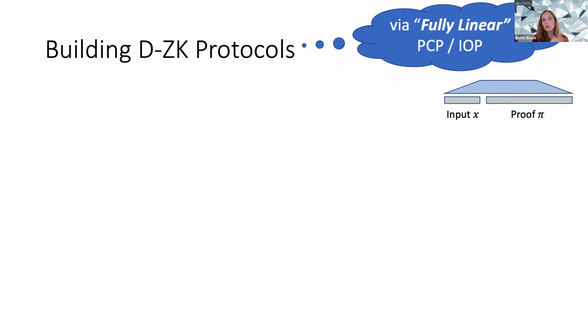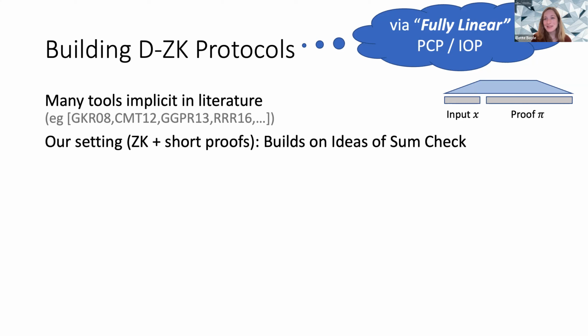And in fact, you can show a clean generic transformation that if you build a fully linear PCP or IOP of this form, then you can directly transform that into a zero knowledge protocol for proofs on distributed data. Okay, so again, I'm not going to say much more than that about this object. I will say that it turns out that these fully linear PCPs actually exist implicitly in the literature. For our setting, we wanted to build a new version to get some nice properties. And we did so in this work.